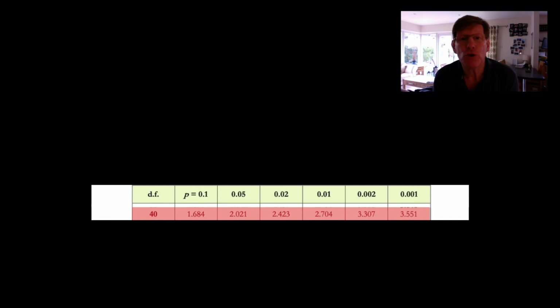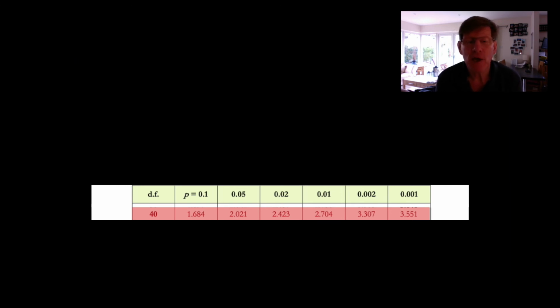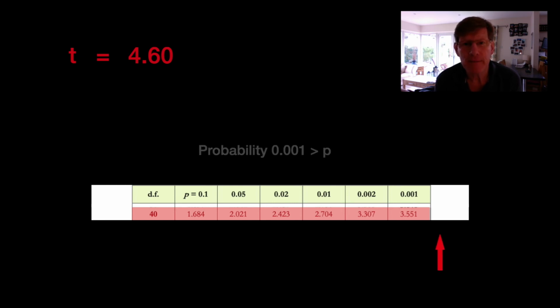To give you some other examples, if the t-value had been 2.27, then this would have fallen between the probability of 0.05 and 0.02 and would have been written like this. Or if the t-value had been 4.6, then it would have fallen beyond the probability of 0.001 and would have been written like this.